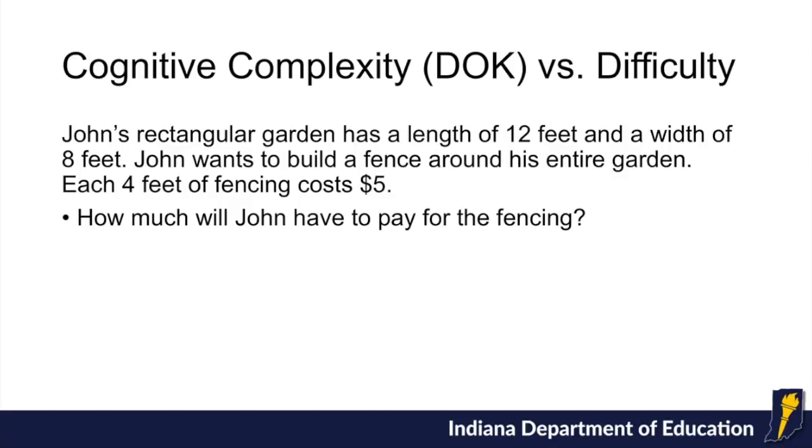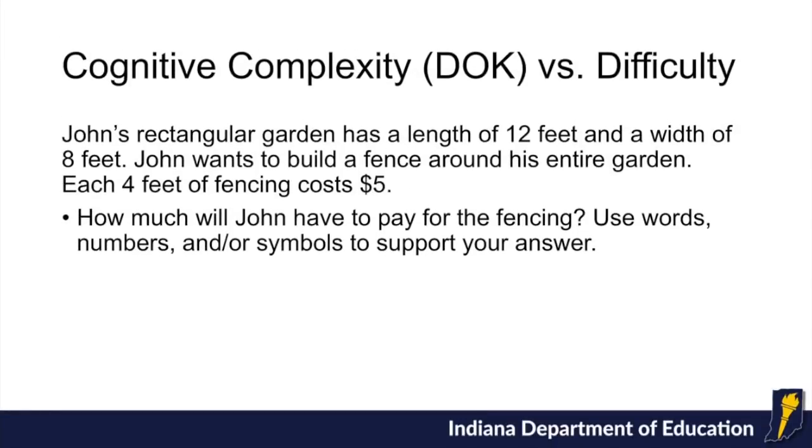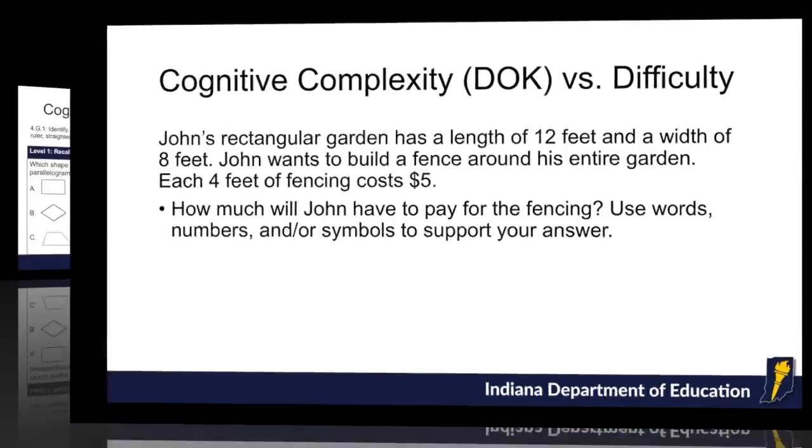The numbers are still relatively simple to work with, but the difficulty and cognitive complexity are both increased over the previous two examples. In this version of the question, the student again has to perform the same mathematics as before, but part of the scored response is also communicating the work as support of the answer.